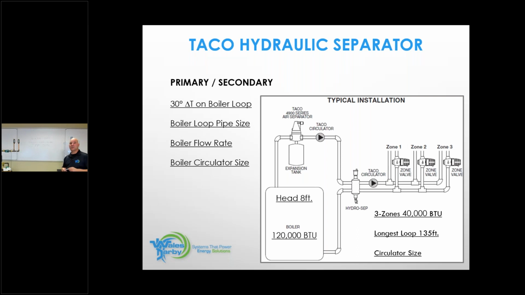You getting any communication on the system side? Not yet. Okay. Three zones at 40,000 BTU, 20-degree delta T. Here's 40,000 BTU. What do I do with the comma to get my GPM?